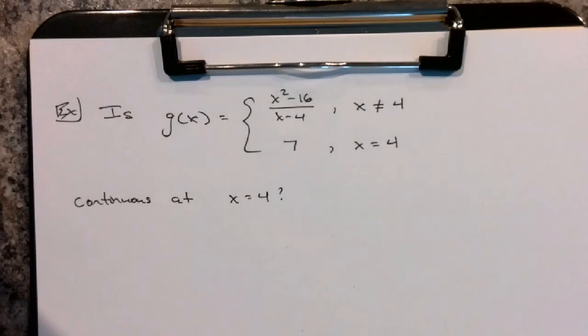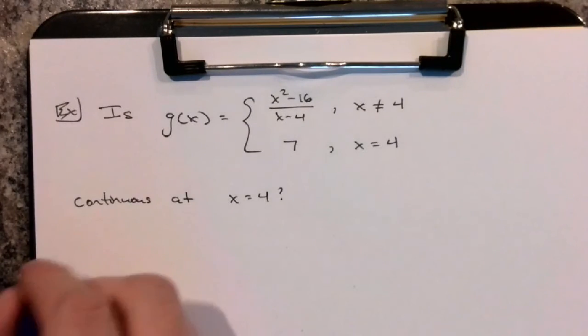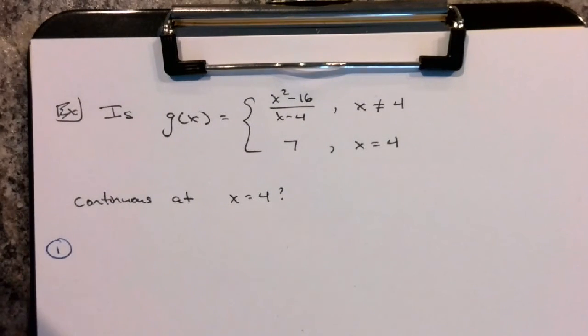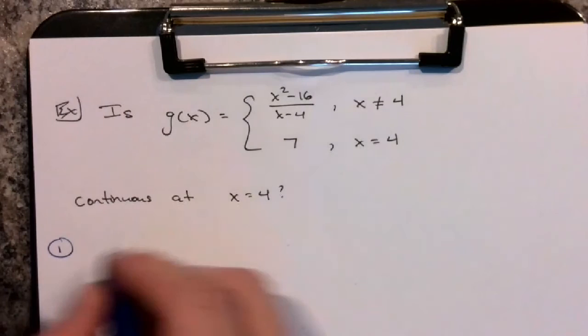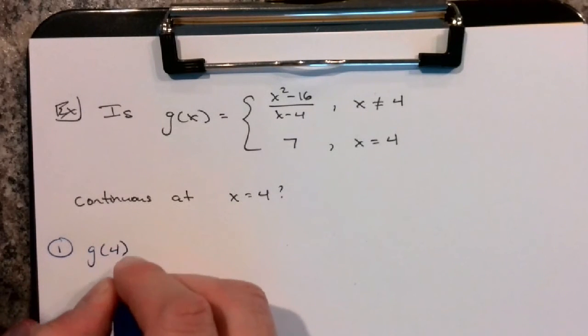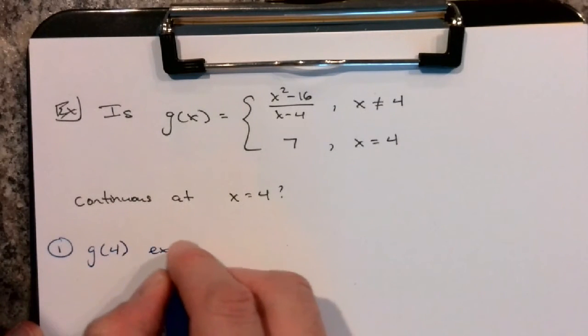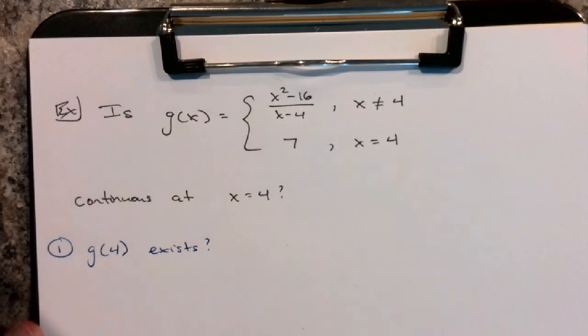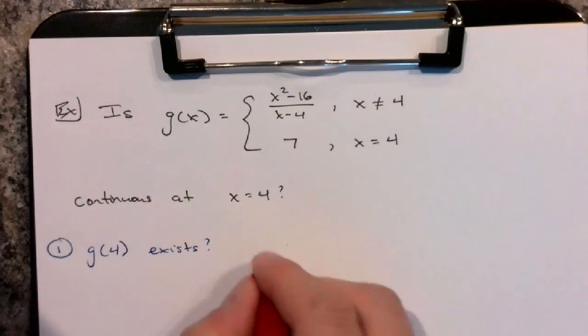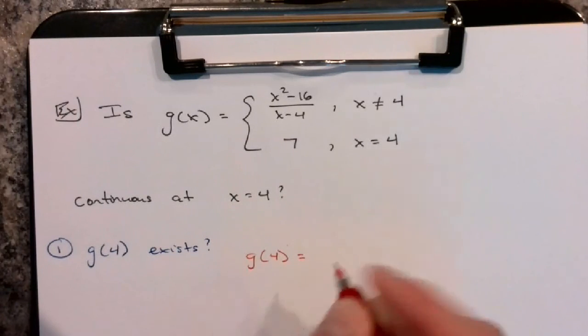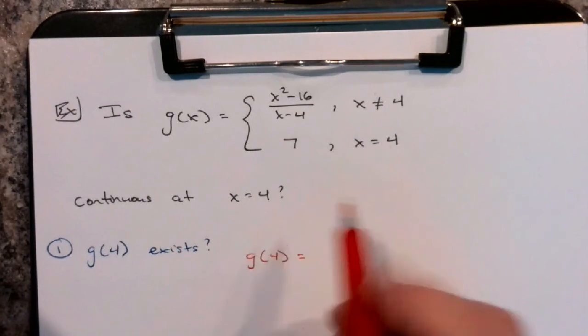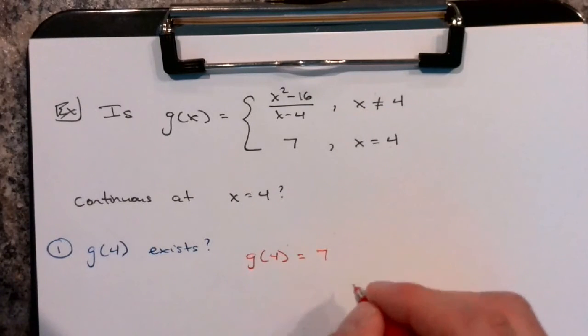Now you may want to pause it and try it out on your own, and make sure you're following our criteria. For the first part of our criteria, remember we want to make sure that g of a, in this case g of 4, exists. So the first thing is that you want to make sure the function exists at the point. Well, g of 4, what's that? Well, looking up here, when x equals 4, g of 4 is 7. So it's just 7. So it exists there.